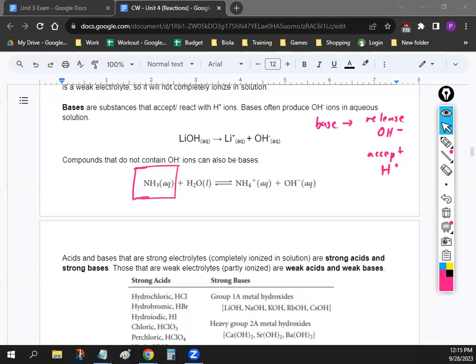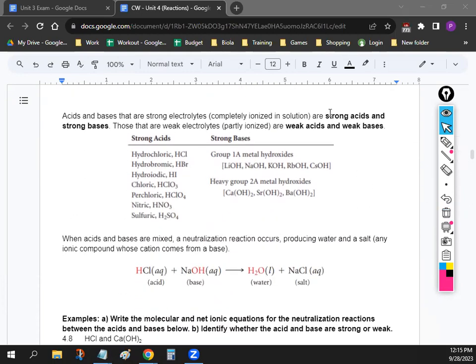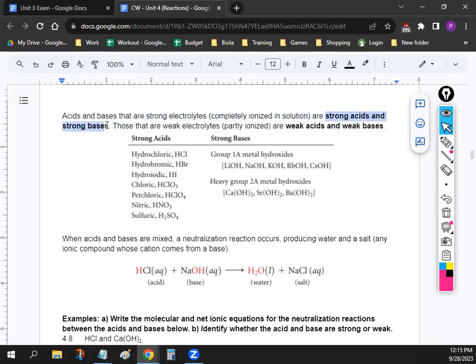All right, now we're going to talk about different types of acids and bases. We talked about how there are strong electrolytes and weak electrolytes, right? Same thing with acids and bases. There are strong acids and weak acids, and for bases as well. Strong acids and strong bases completely break up when you put them in water. Weak acids and weak bases only partially break up in water.